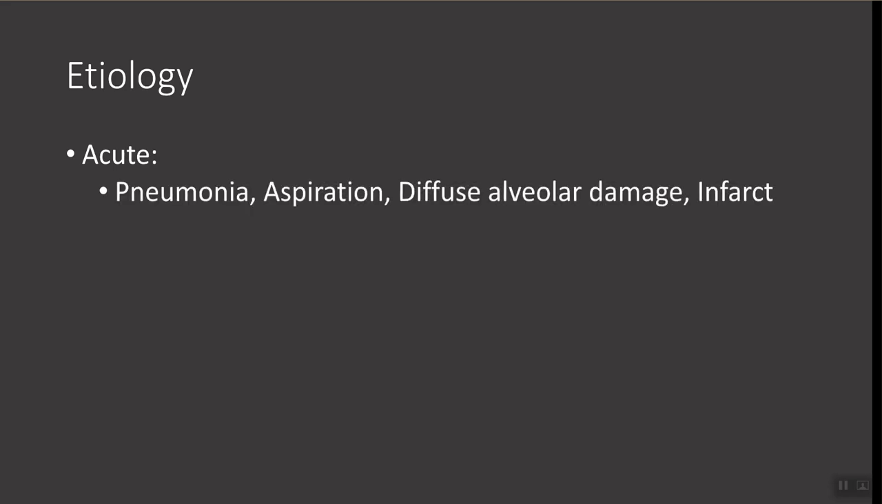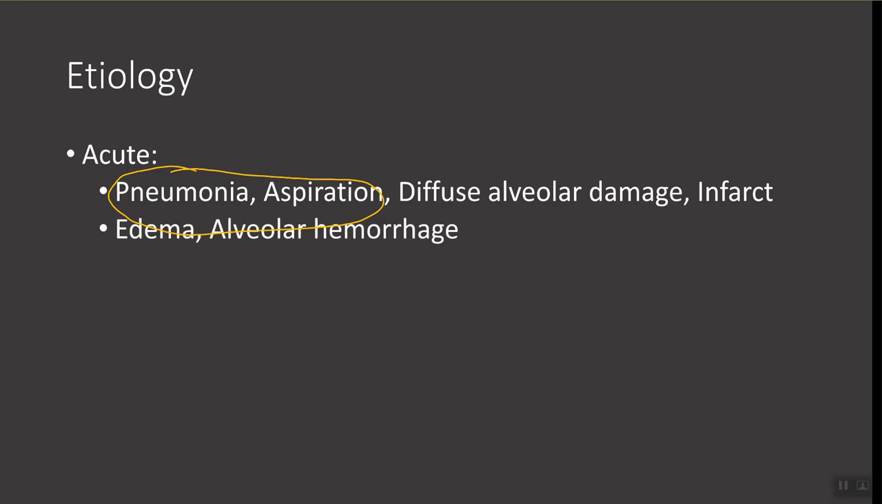Let's talk about the etiologies. For acute consolidation, the big ones you want to think about are pneumonia, aspiration, diffuse alveolar damage, and infarct. Okay? The most common that we're going to see is going to be pneumonia and aspiration. Pneumonia and aspiration represent the vast majority of consolidation. It's one of the first things that you should be thinking about when you see consolidation in the lung parenchyma.